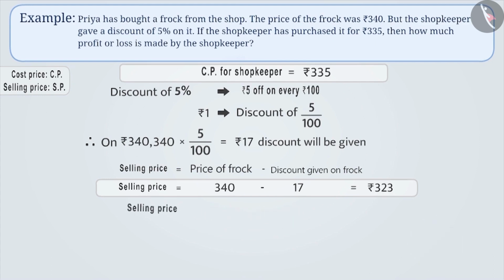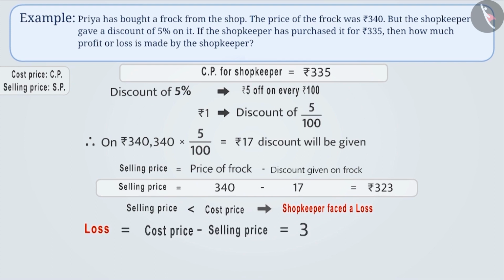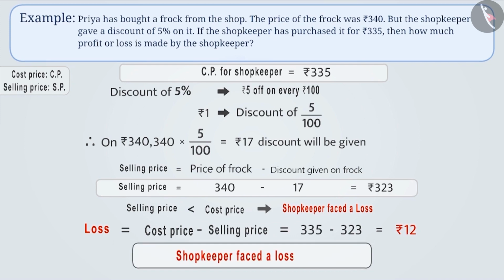Absolutely correct. Since selling price is less than cost price, the shopkeeper has faced a loss. Therefore, loss is equal to cost price minus selling price, which is equal to rupees 335 minus rupees 323, which is equal to rupees 12. That means the shopkeeper faced a loss of rupees 12.